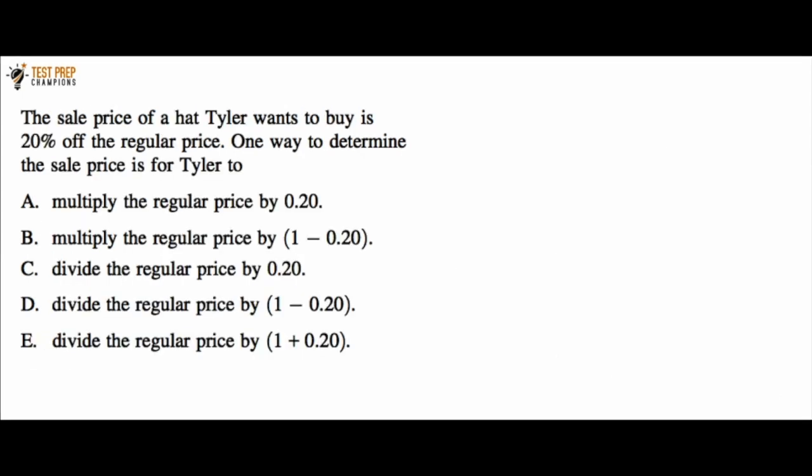The sale price of a hat Tyler wants to buy is 20% off the regular price. One way to determine the sale price is for Tyler to: A, multiply the regular price by 0.2. B, multiply the regular price by 1 minus 0.2. C, divide the regular price by 0.2. D, divide the regular price by 1 minus 0.2. E, divide the regular price by 1 plus 0.2.